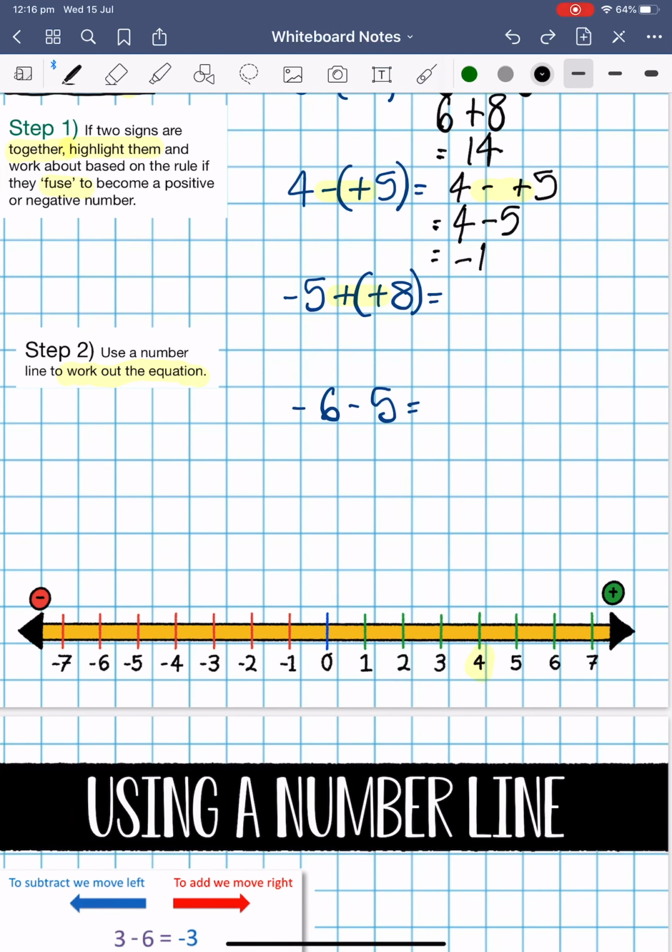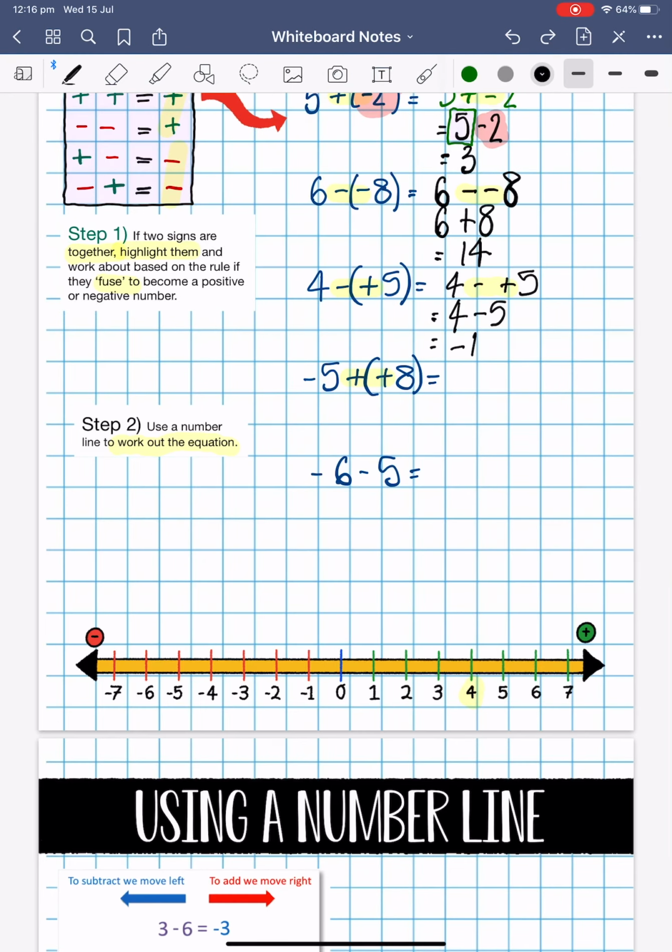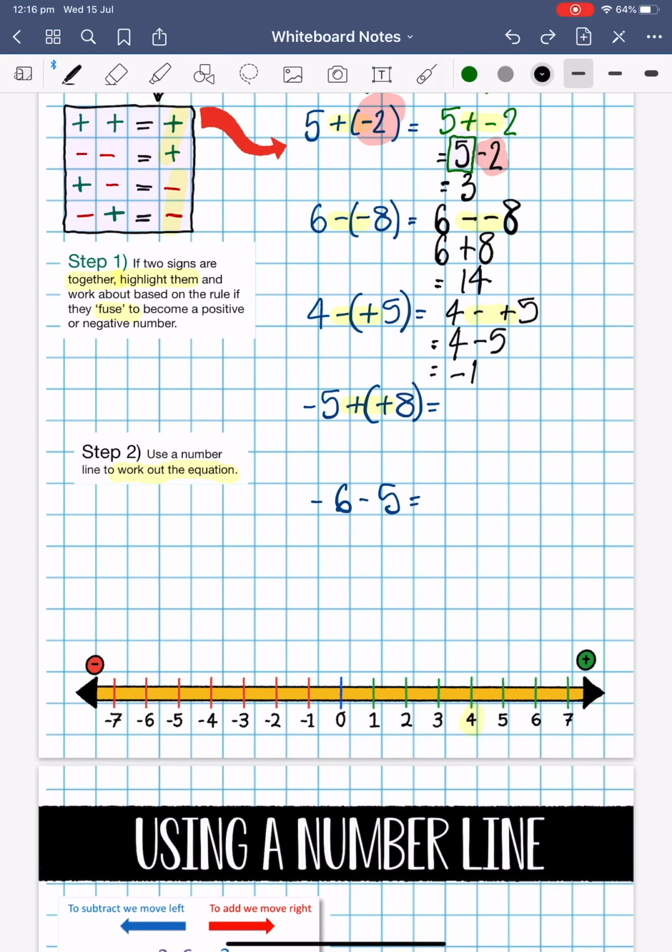Next question. So you've got negative 5 and you're adding positive 8. So when we have two positives next to each other, it remains positive. So let's just rewrite it. -5. Now I'm still writing -5 because this is by itself. It's not next to the other positive value. So you just keep that as it is. And I'm rewriting this as +8. So we're up to step 2. We can use a number line to work out our equation.